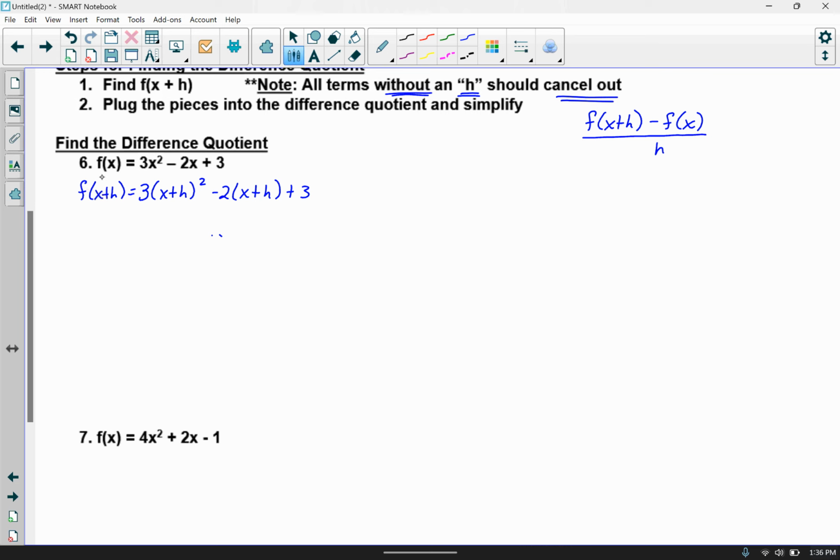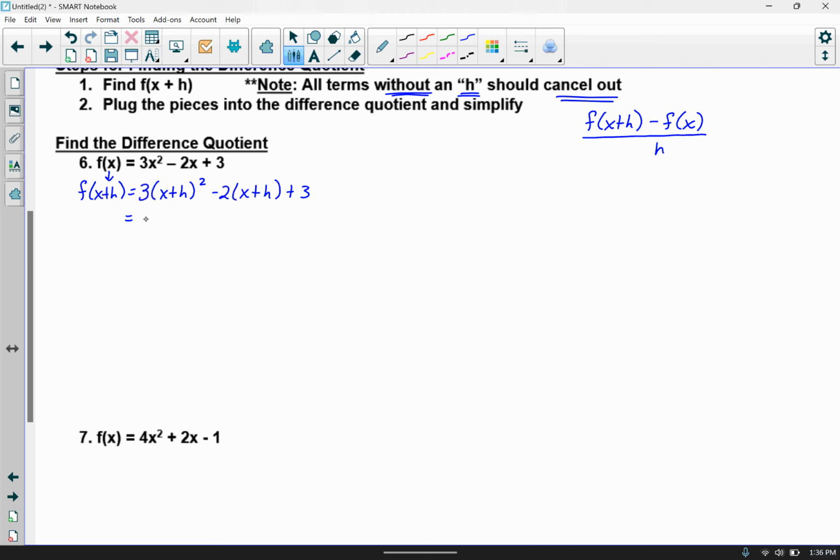Right? Because if I had asked you to find f of 4, you would have said, okay, well, everywhere you see an x, you're going to plug in 4. I'm asking you to find f of x plus h, so everywhere you see an x, you're going to plug in x plus h. So there, every x turned into an x plus h. Now we just got to go through and clean it up. Like I said, this is the longest, hardest part.